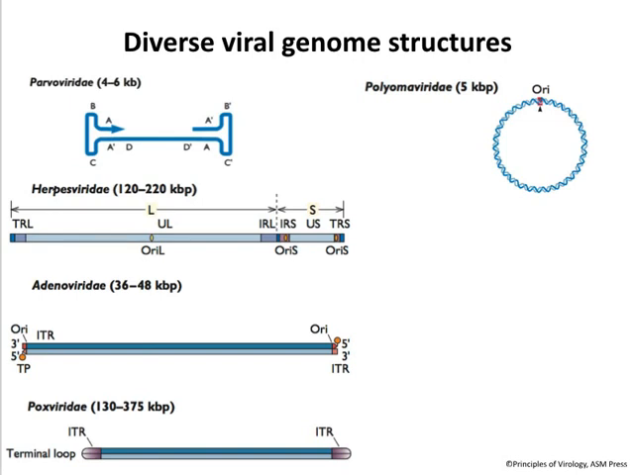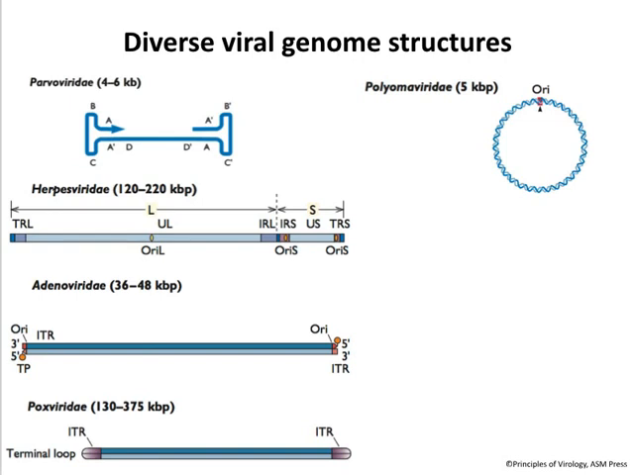Adenovirus is 36 to 48 kilobase pairs. I don't want you to know how long these are. Don't even bother to memorize it, okay? That's not the point. The point is bigger genomes can encode more proteins. So a principle here would be, what do you get from having a bigger genome? You can encode more of your DNA replication machinery, okay?